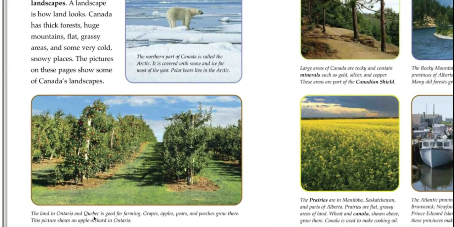Okay, the land in Ontario and Quebec is good for farming. Grapes, apples, pears, and peaches grow there. This picture shows an apple orchard in Ontario. So this is an apple orchard.